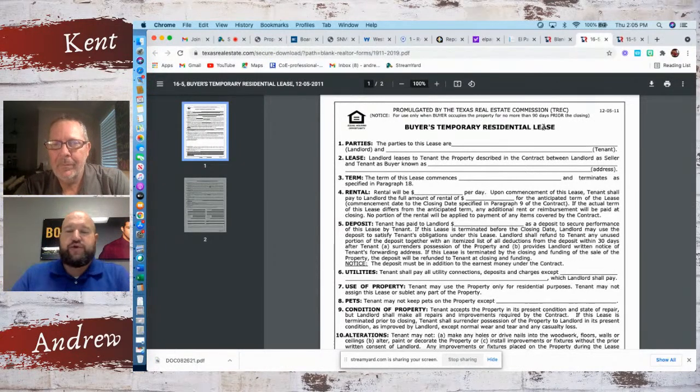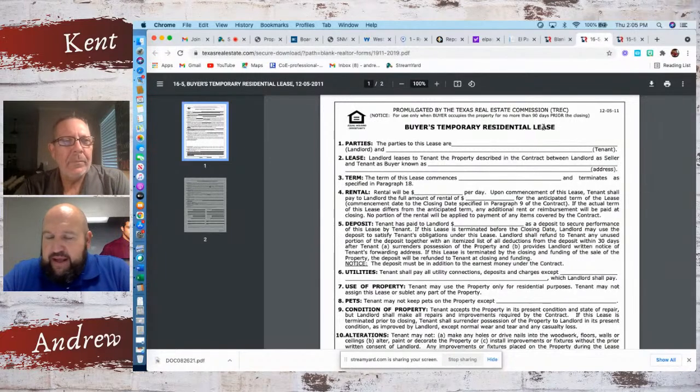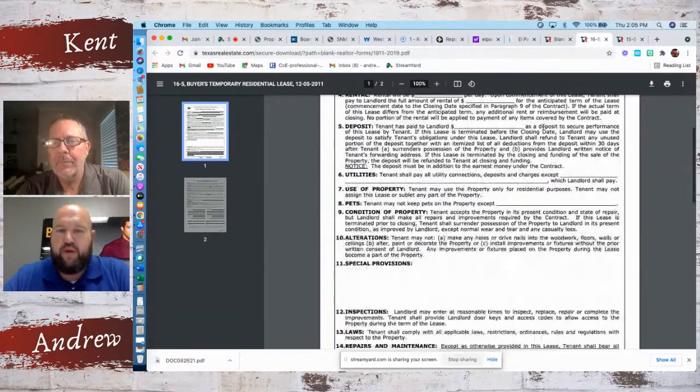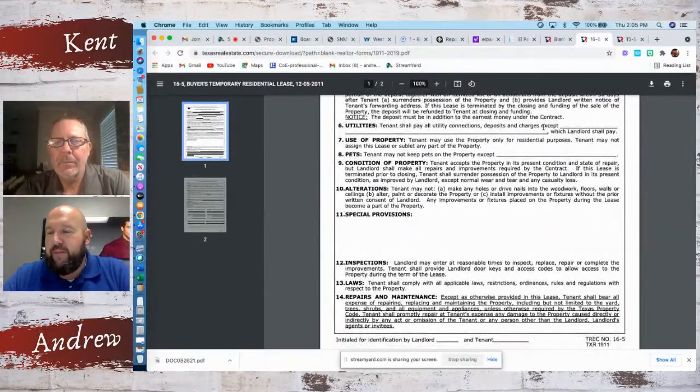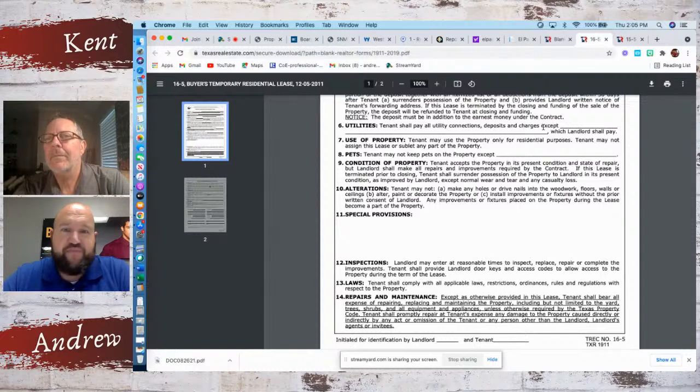Utilities. Tenant shall pay all utilities, connections, deposits, and charges except blank, which landlord shall pay. So if the seller is going to continue to pay any utilities, they will write those in. Now, normally, I'm not going to recommend that because if I'm not paying the electric bill, my air conditioner is going to run at 60 degrees for 24 hours a day, even if I'm not home.